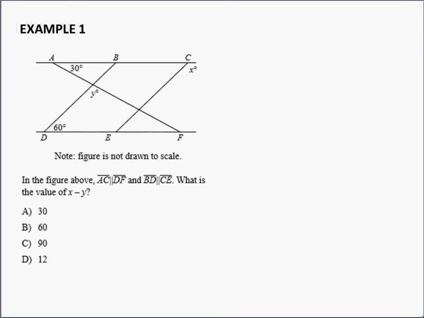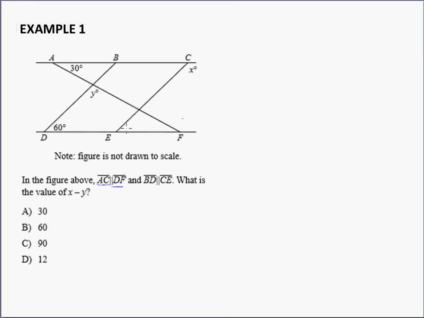Okay, let's look at example one. Usually they will say the figure is not drawn to scale, and that's okay. At times you can ignore it and still go ahead and solve your problems, and you should be fine. But the thing is, in the figure above, AC is parallel to DF.